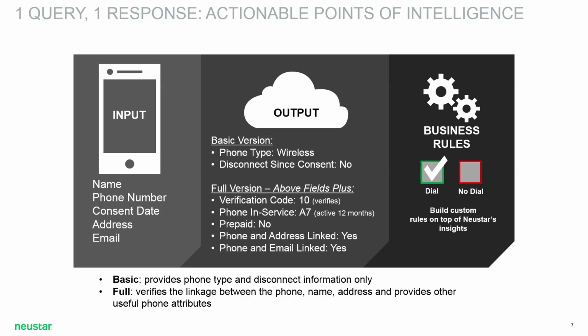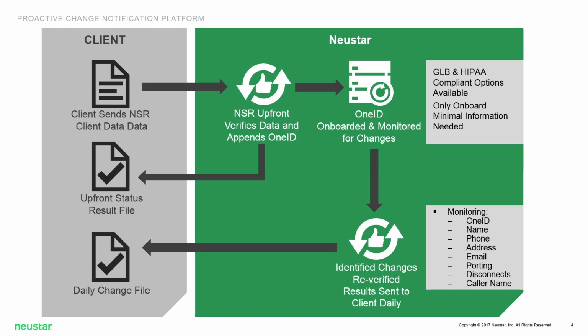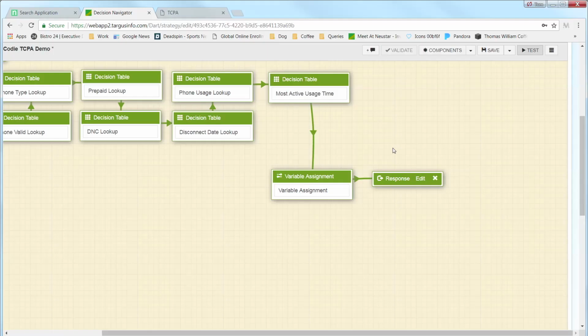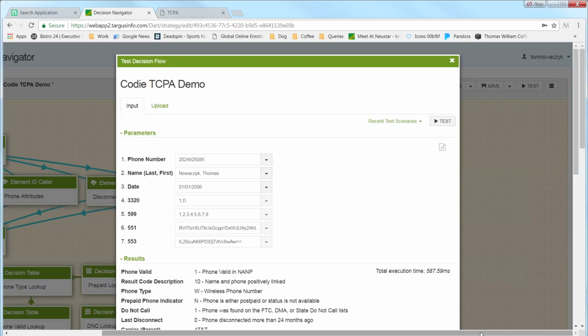If the business doesn't have a good phone for a consumer, Neustar can then append additional data to help that business contact that consumer. And so really we're trying to own this whole outbound communication space. Before we jump to this side, I wanted to walk through how the system works. So here's a demo. This is actually how the application works.